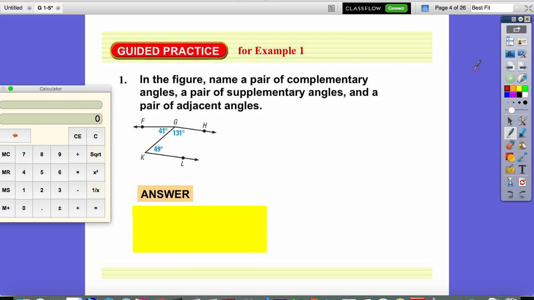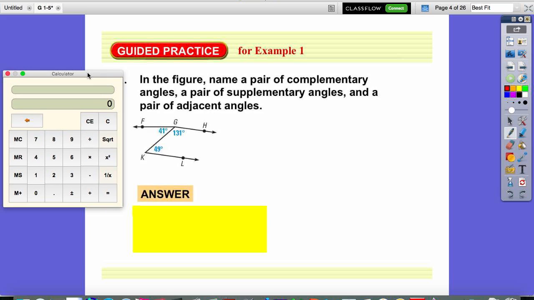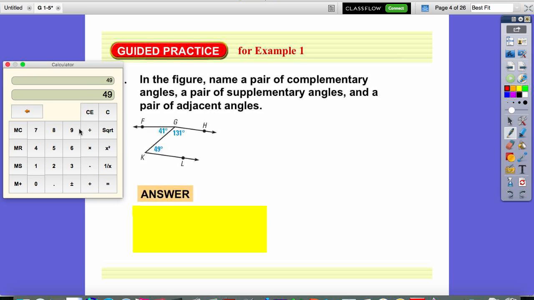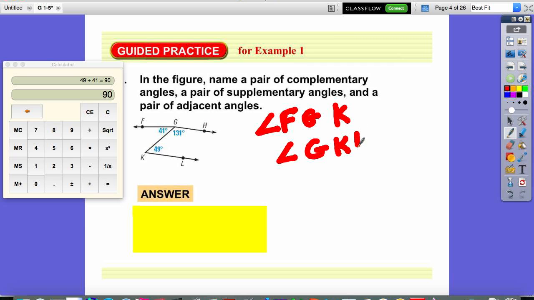So in the figure below, name a pair of complementary angles, a pair of supplementary angles, and a pair of adjacent angles. So 49 plus 41 is 90. So angle FGK and angle GKL are complementary. Add up to 90 degrees.